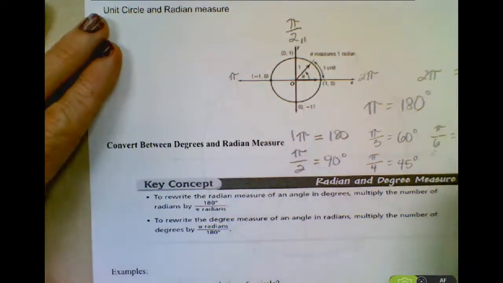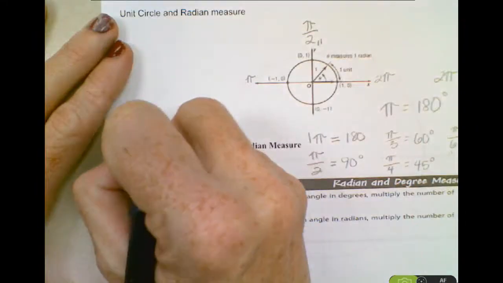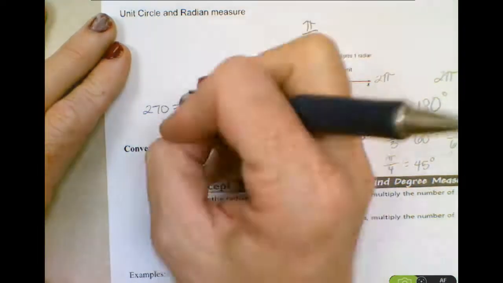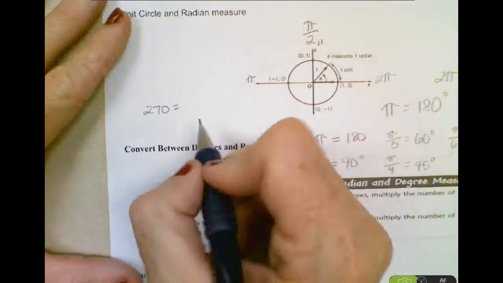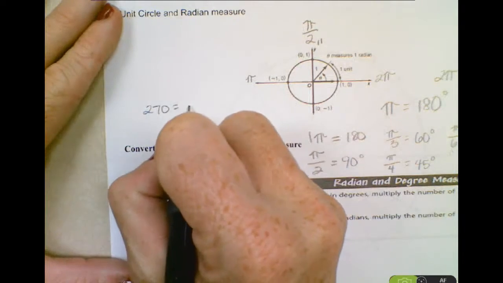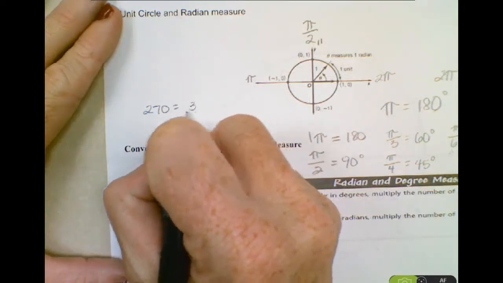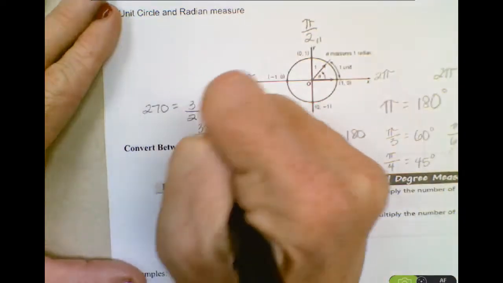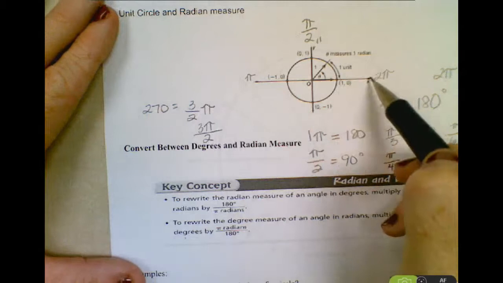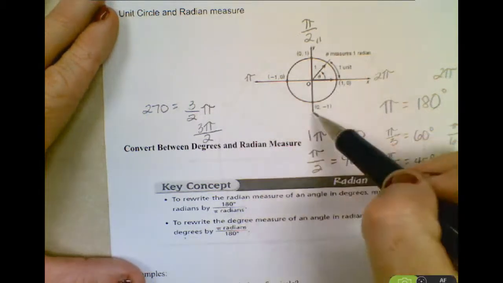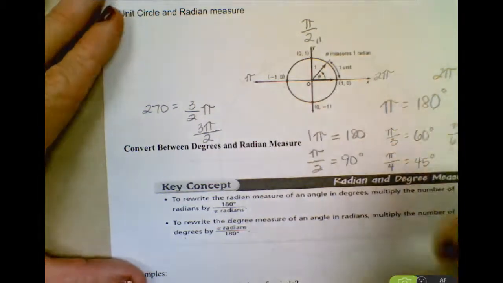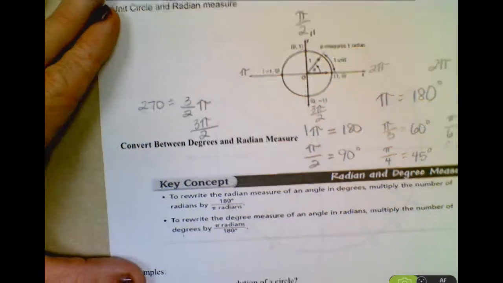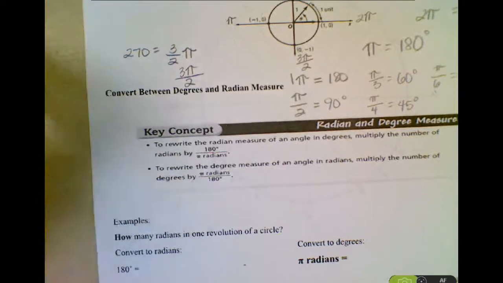And then let's figure out 270 degrees. I'll put it over here. 270 degrees. It's 3 over 2 times pi, or 3 pi over 2. So if you think about it, this is 0, 1/2, 1, 1.5, and 2. You can look at it that way. Okay, so this would be 3 pi over 2. So there's your concept.